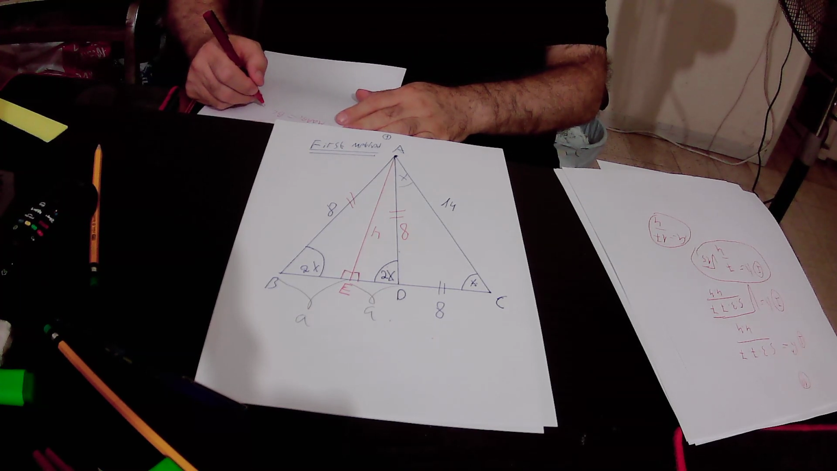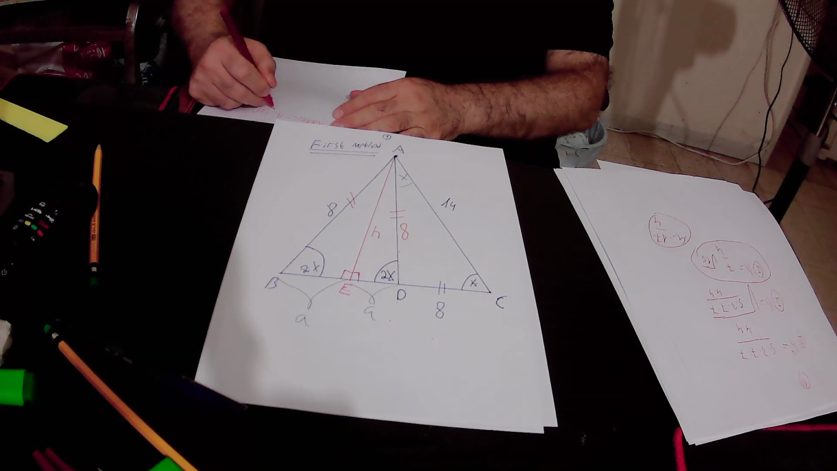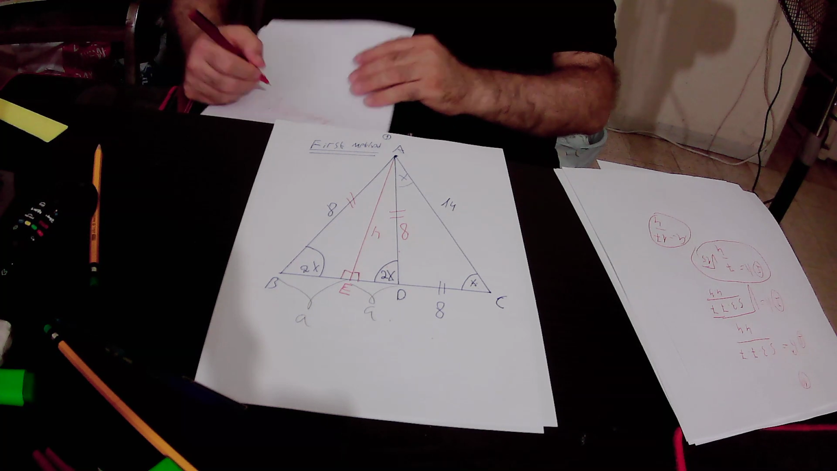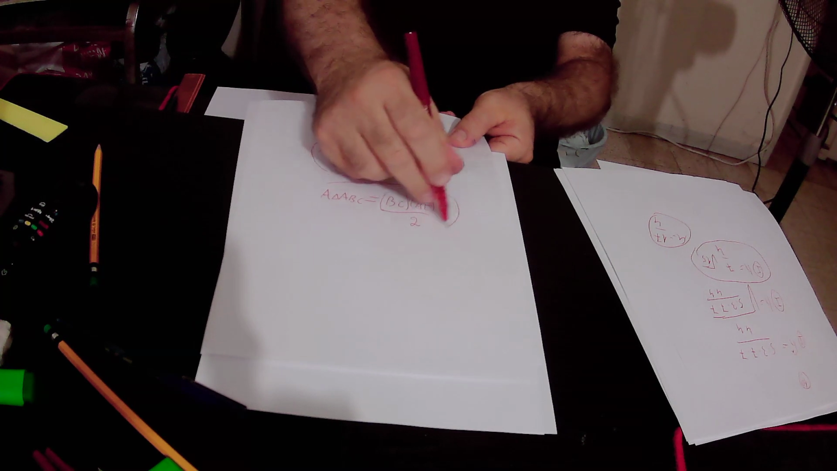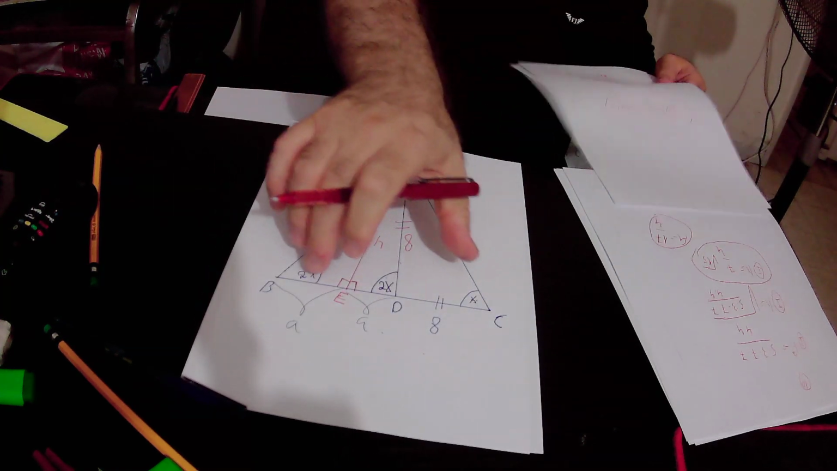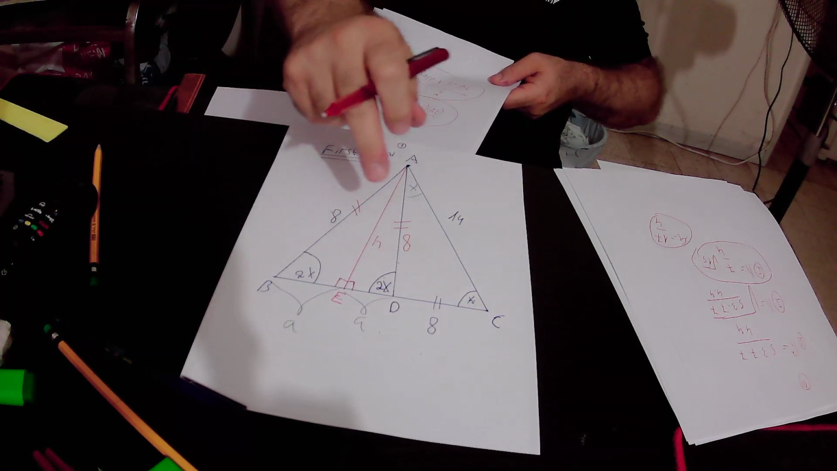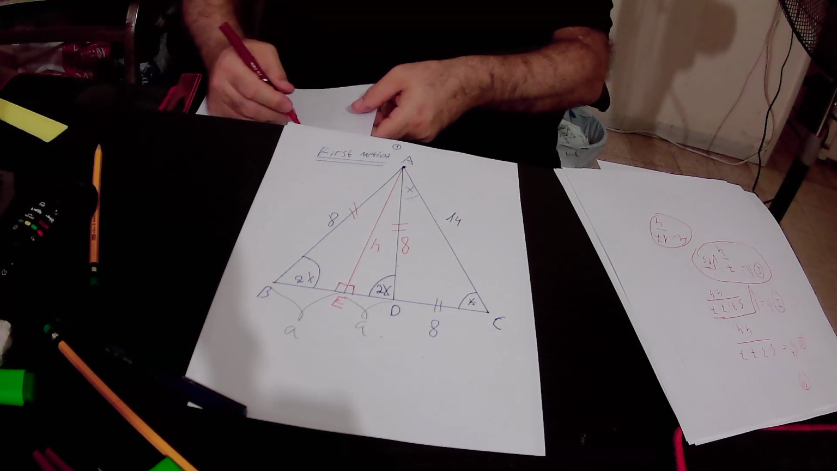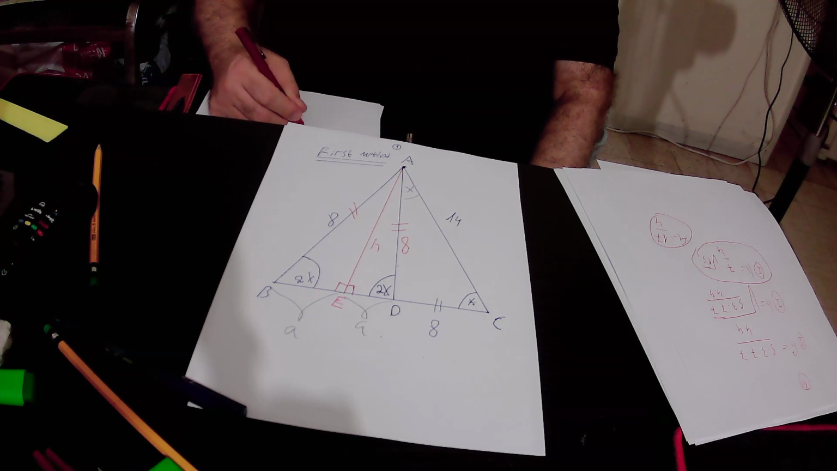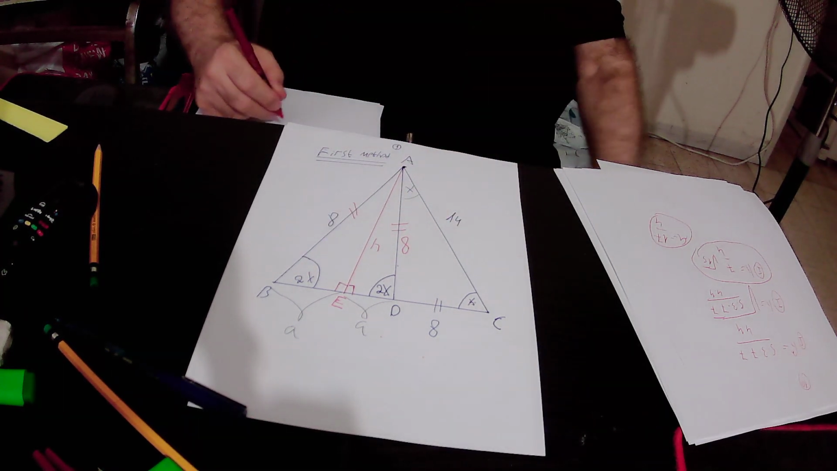So the area of triangle ABC equals the base of the triangle, that is BC, times the height to the base, that is AE, over 2. BC times AE over 2. But what is the value of BC? The value of BC is actually a plus a, or 2 times a.